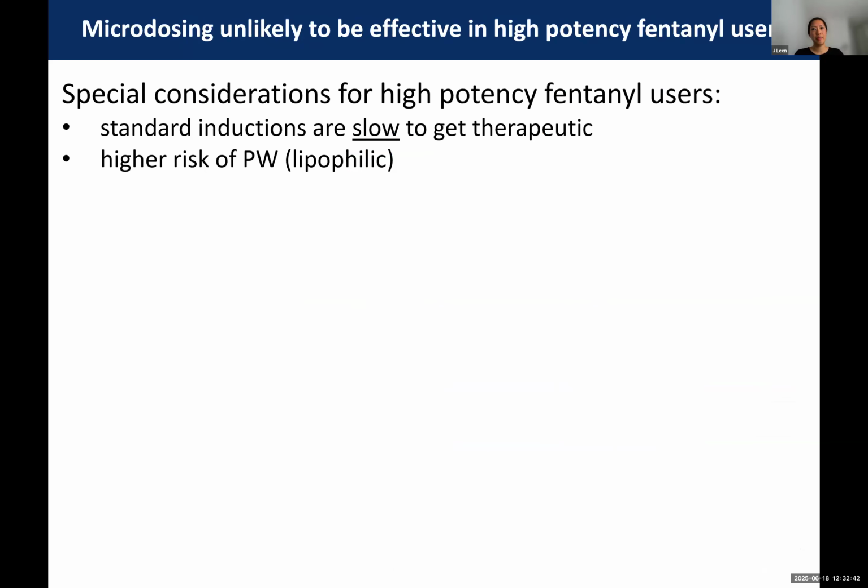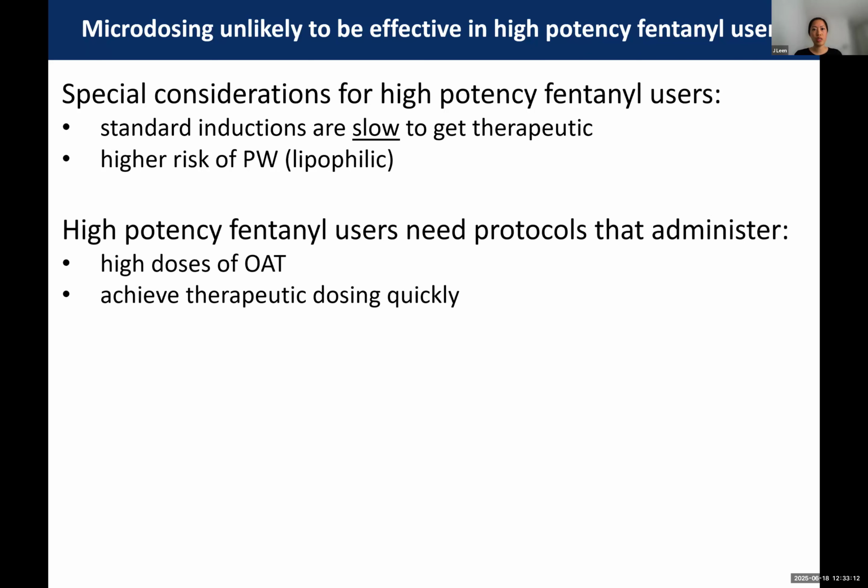So that's great, but microdosing is unlikely to be effective in high-potency fentanyl users. The reason is that it's very slow to get patients onto buprenorphine and to get them therapeutic. A fentanyl user is not gonna wait 7 days. As well, because of this reservoir of fentanyl in their system, they're at somewhat higher risk of precipitated withdrawal. So these users need protocols that administer high doses of buprenorphine and protocols that can achieve therapeutic dosing very quickly.